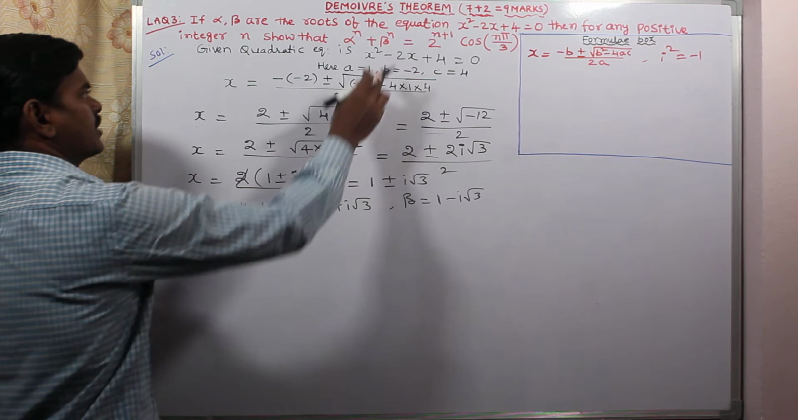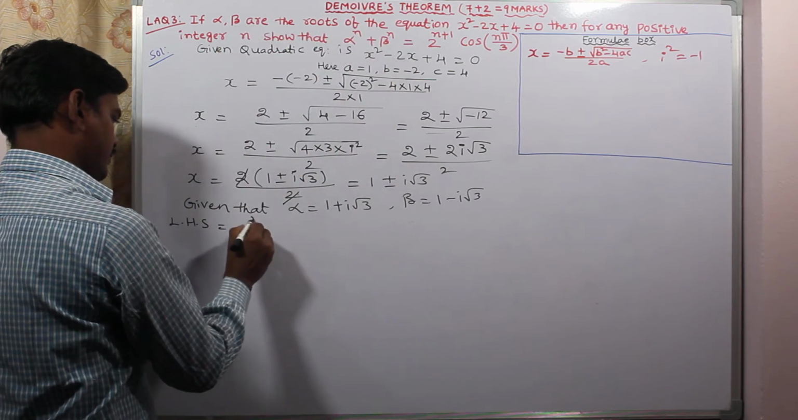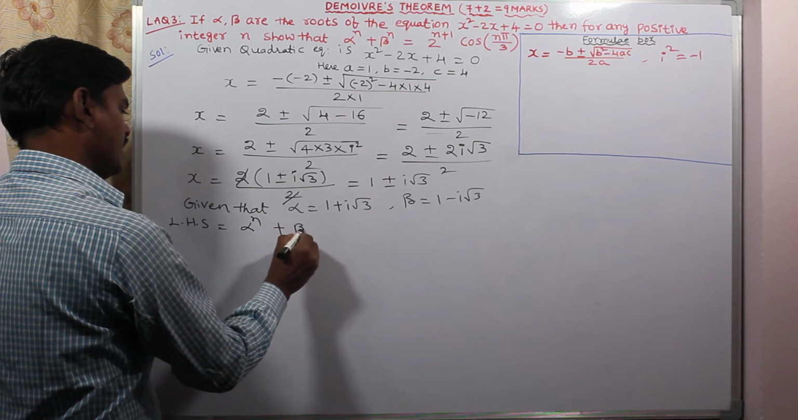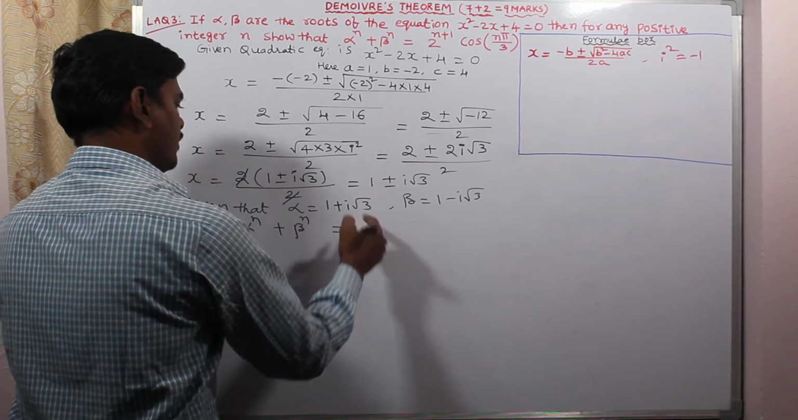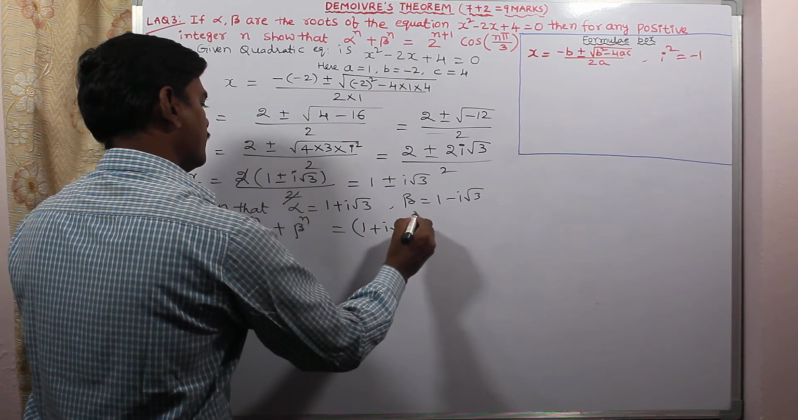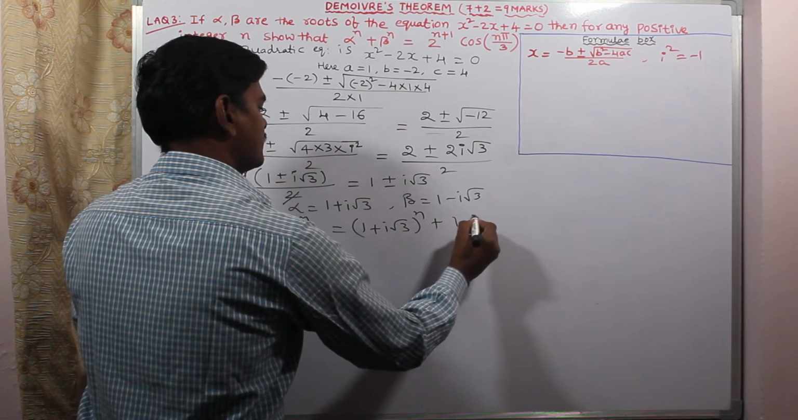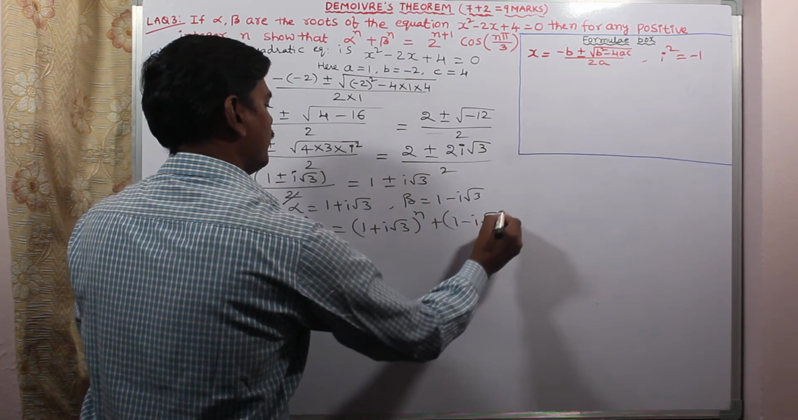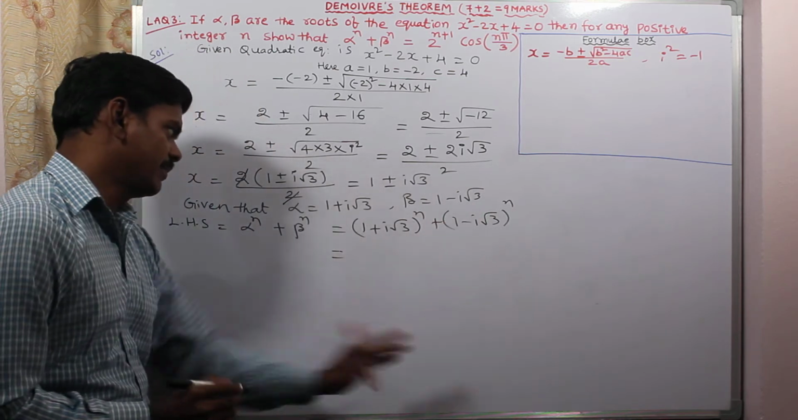Left hand side expression, to be proved: alpha power n plus beta power n. What is alpha? 1 plus iota root 3 whole power n, plus beta, 1 minus iota root 3 whole power n. Now how can we simplify this one?